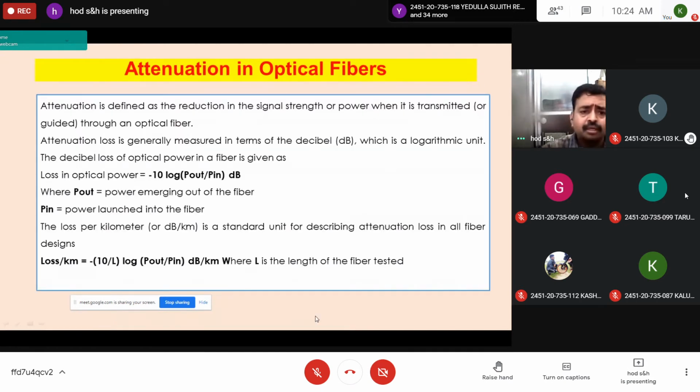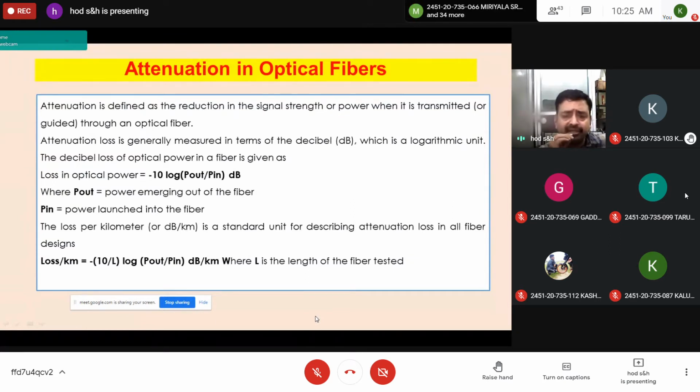So attenuation is defined as a reduction in the signal strength. The strength with which the input optical signal enters the optical fiber is not the same as that transmitted through it. So it is defined as the reduction in the signal strength or power when it is transmitted through an optical fiber. It is generally measured in terms of decibels.